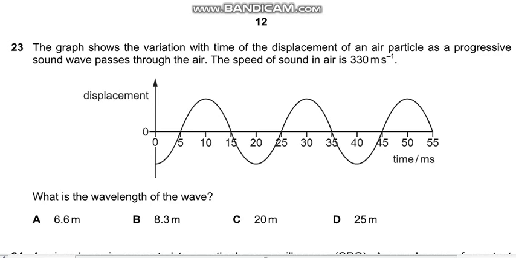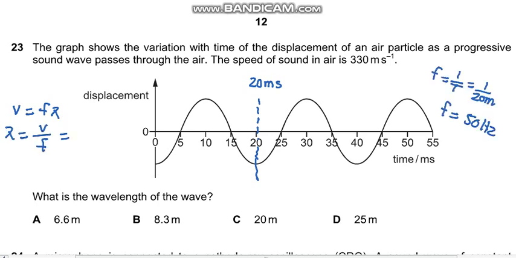The next question, number 23, asks us to find the wavelength of the wave. We can find the wavelength from v equals f lambda. We can find the time period from this wave. The time period is 20 milliseconds. From here we can find the frequency. So our frequency is 50 Hz. We can plug in the values for velocity and frequency and find our wavelength. So our answer is 6.6 meters. A is the appropriate answer.